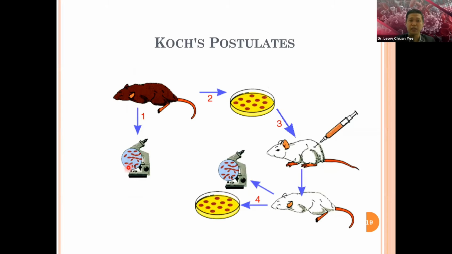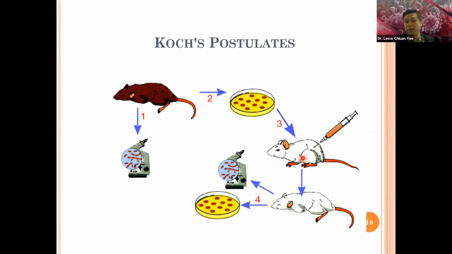Then he found, when he stained the blood of the dead mouse, that there were some certain kind of tiny organisms found within it. Then what he did was he tried to use the dead mouse and culture them on a plate. Then he used one of these single colonies and introduced it to a healthy mouse.